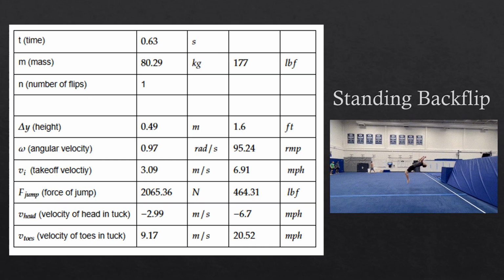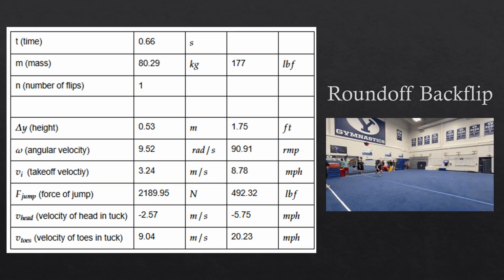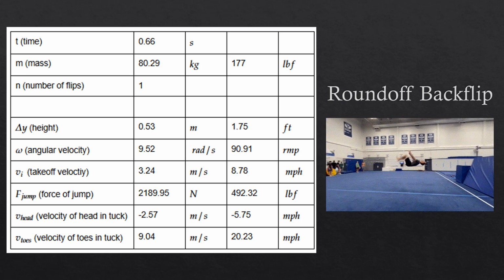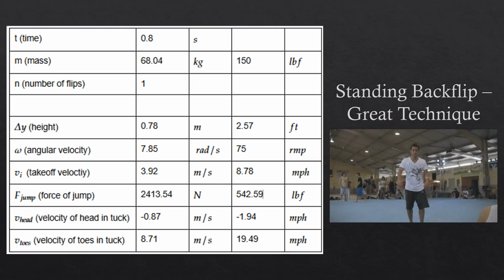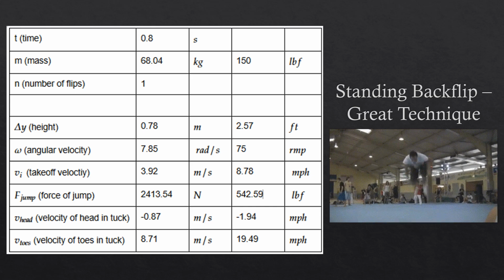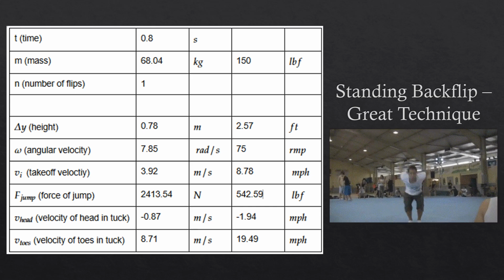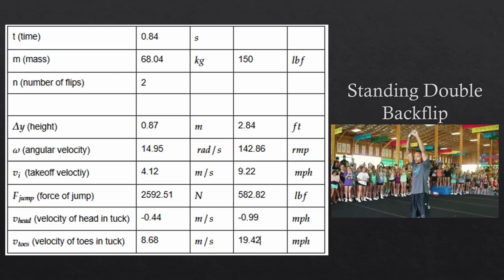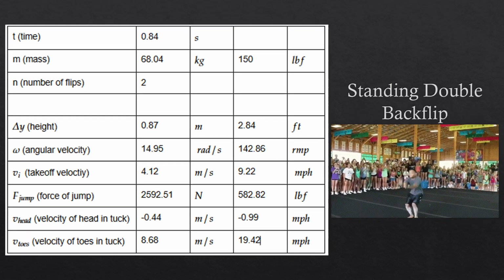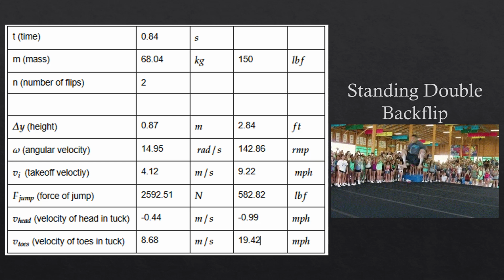Okay, we're going to fly through these flips here. In this standing backflip, I got 0.63 seconds of airtime with an angular velocity of 1 radian per second. When I added a roundoff, I got 0.66 seconds of airtime with average angular velocity of 9.5. This backflip highlights the importance of technique as you got 0.8 seconds of airtime and only needed 7.8 radians per second. This flip has the same airtime as the previous, but his average angular velocity doubled to 15 radians per second.